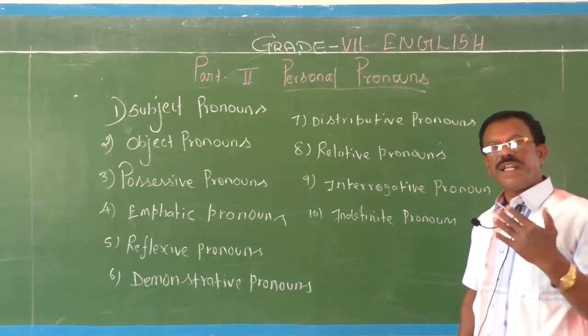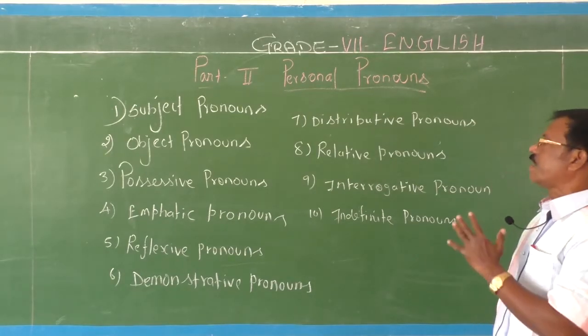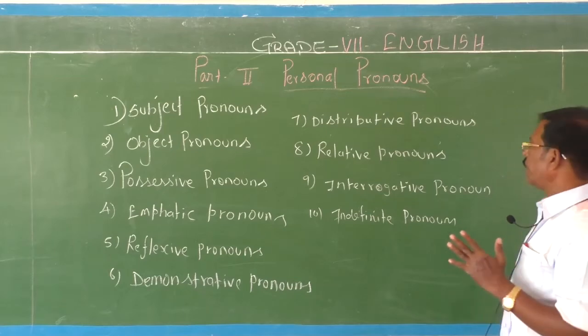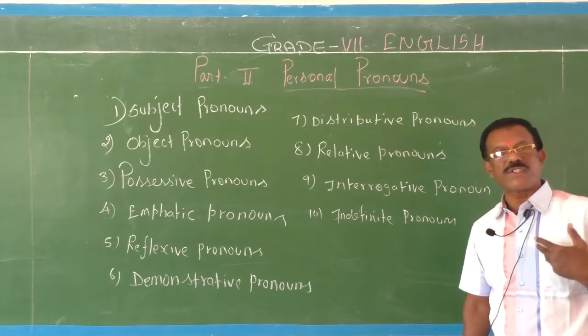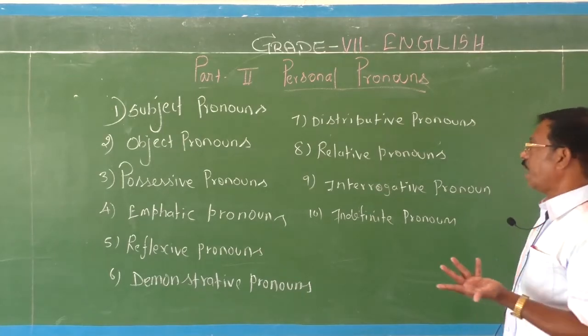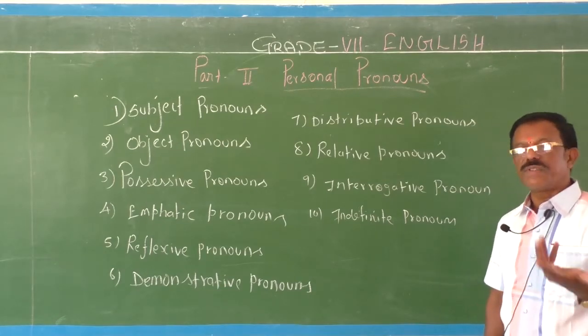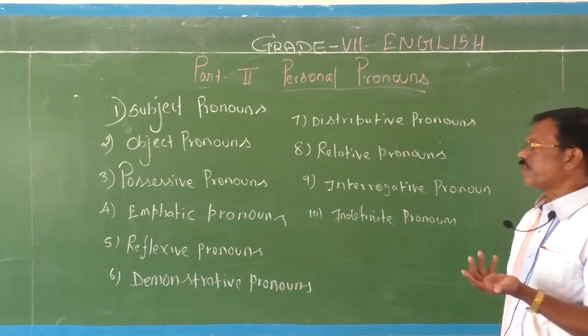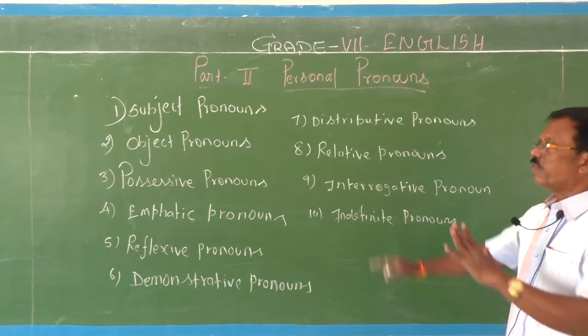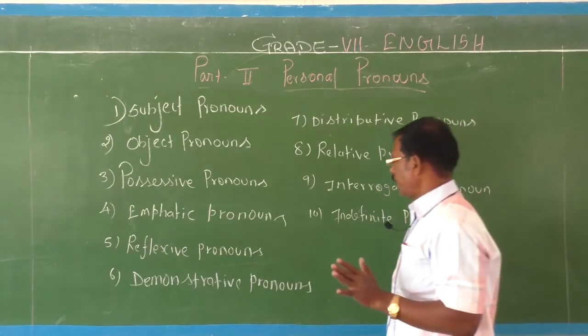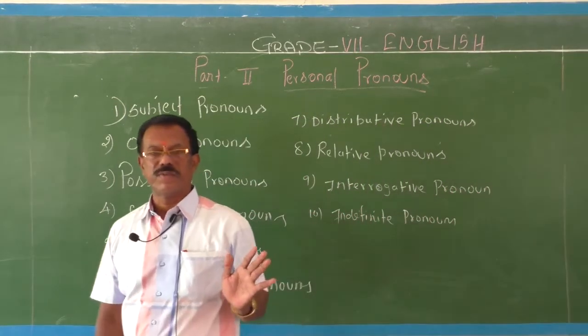Relative pronouns, they just relate such antecedents with the remaining part of the sentence. And then interrogative pronouns, these pronouns help us to frame questions. And then indefinite pronouns, they refer to things or persons in general. They don't refer to anything particularly. Therefore, they are all called the indefinite pronouns. They are all the kinds of pronouns.